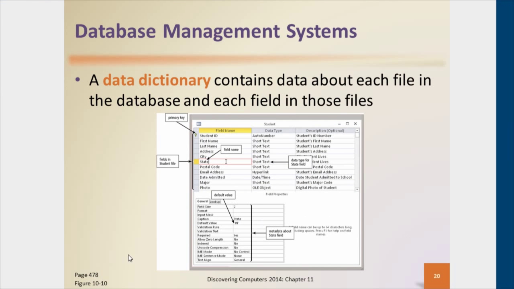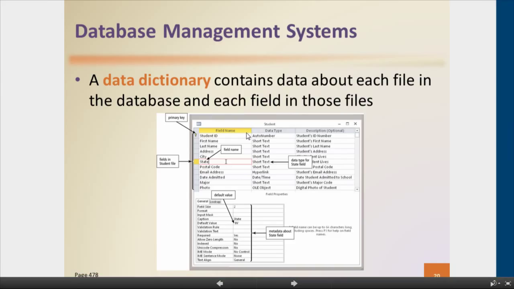A data dictionary is another term you need to be familiar with when we talk about databases. This contains data about each file in the database and each field in those files. So for example, if we're looking at a specific field, state, in this example, we know that it's a data type of short text, but we can be more specific about that particular field. For example, we can limit its size, we can create a format, we can have a caption, we can have a default value. So there's a variety of different things, and this represents our data dictionary. It's defining how our data is going to look.